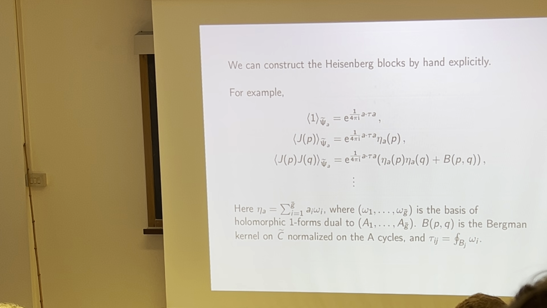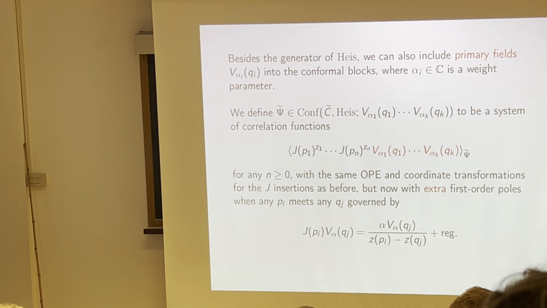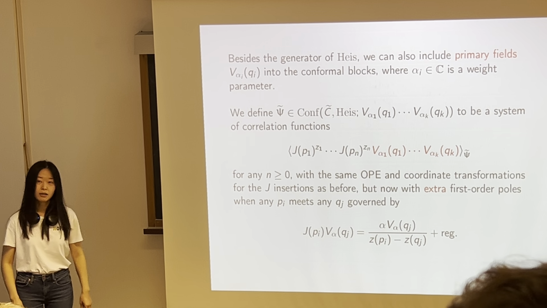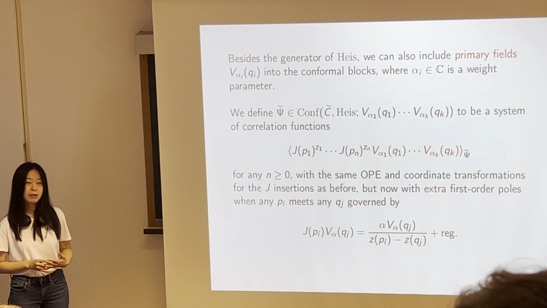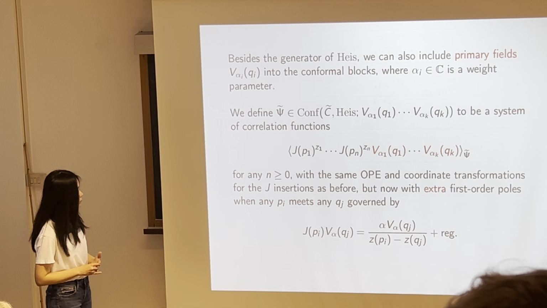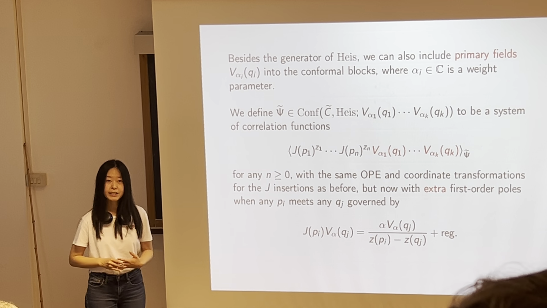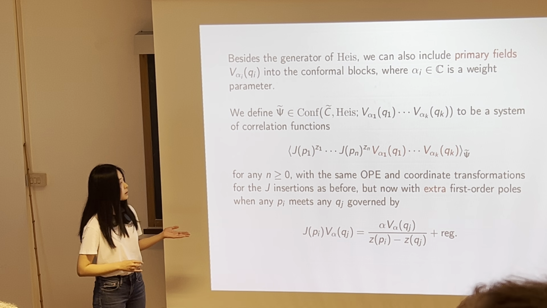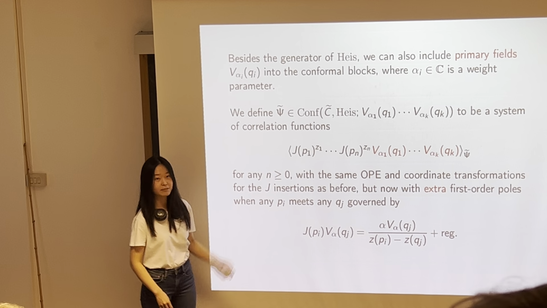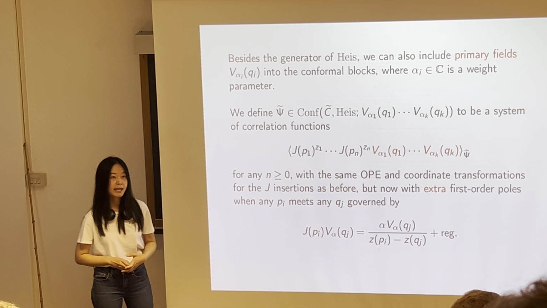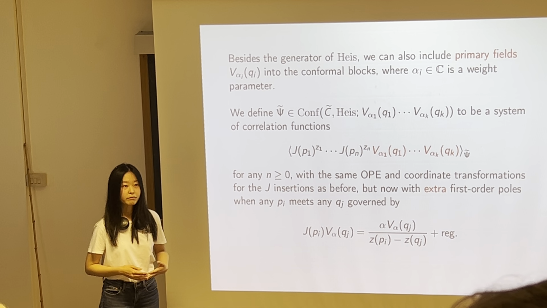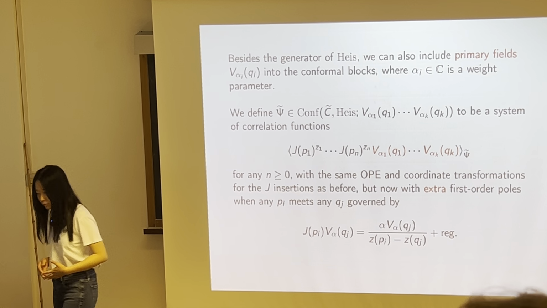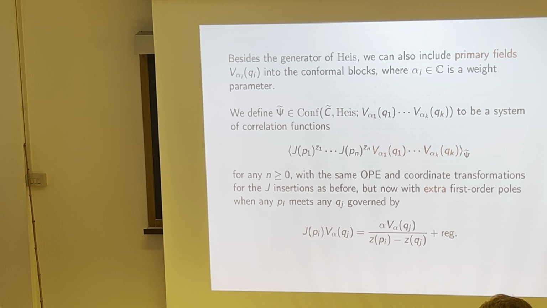Okay, and actually, up to this point, I just talked about the non-punctured Riemann surfaces. We can also talk about more generic cases. For example, we can have primary fields inserted at the punctures. Here, I just want to show quickly the definition of a conformal block with those extra insertions of primary fields, which is represented by this V_alpha(Q_i). Here again, Q_i are the insertion points of those fields, and the alpha_i are some weight parameters corresponding to the primary fields.